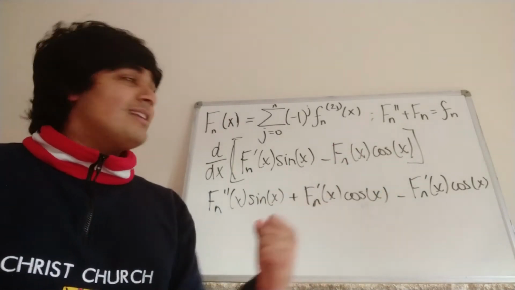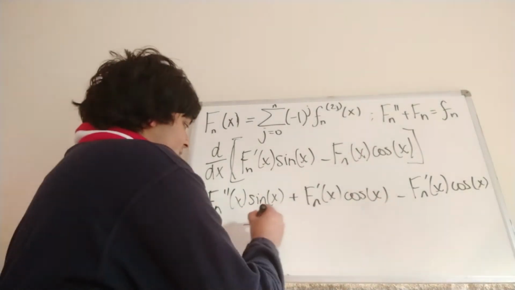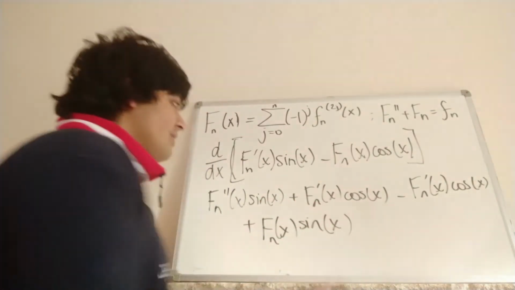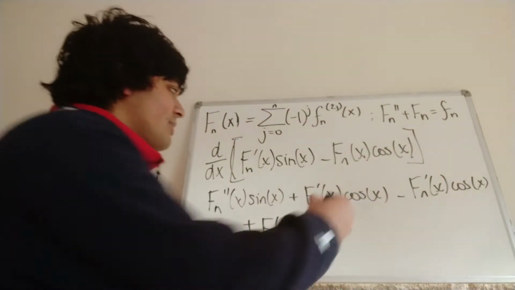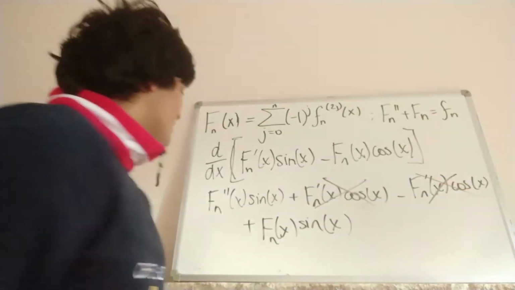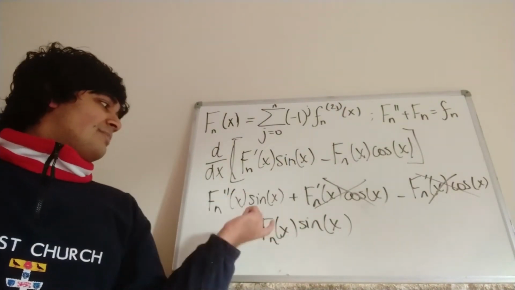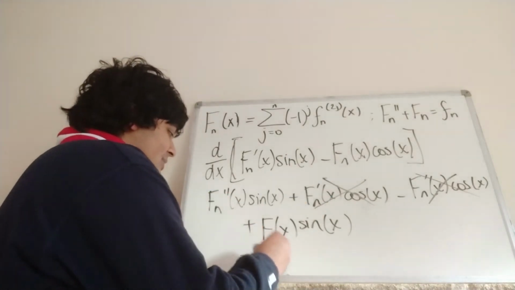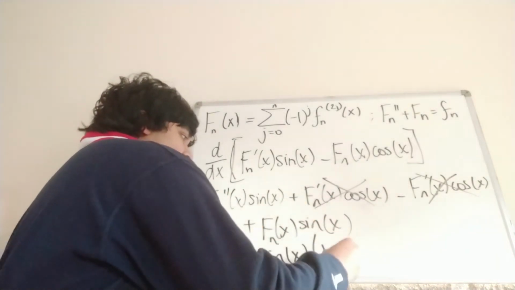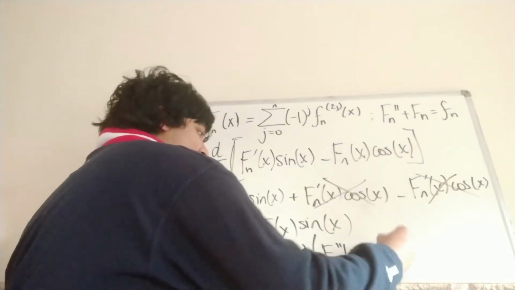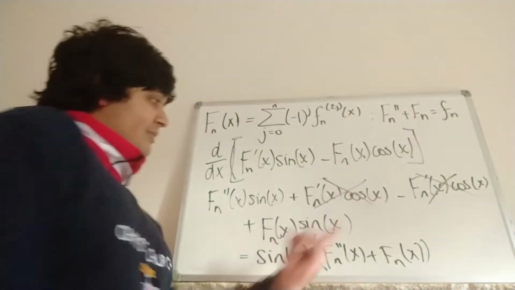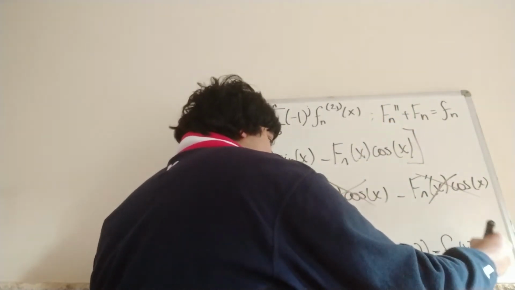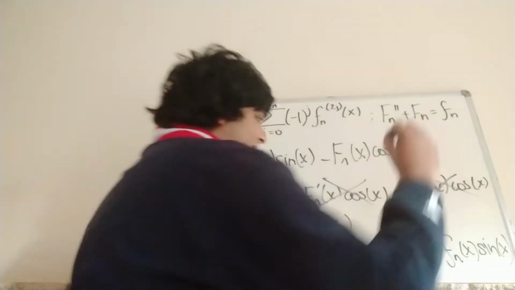Derivative of cosine of x is minus sine of x, so the minus will cancel with that guy, so we get plus Fn of x sine of x, like so. But hopefully you notice these two terms here cancel quite nicely. So we're left with Fn double prime times sine x plus Fn of x sine x. But of course we can just factor out the sine x, so this is equal to sine x times Fn double prime of x plus Fn of x. But from what we showed before, this guy here is just little fn of x, so this is just little fn of x times sine x.